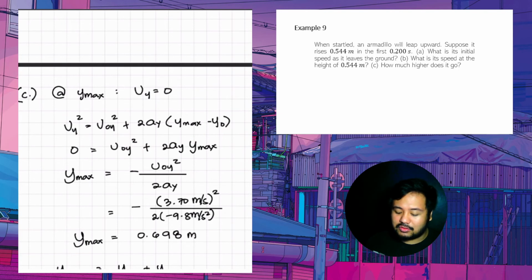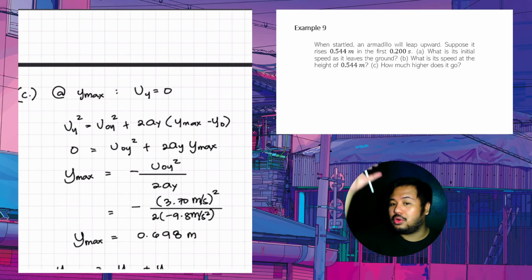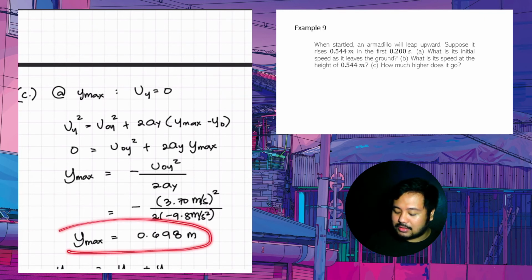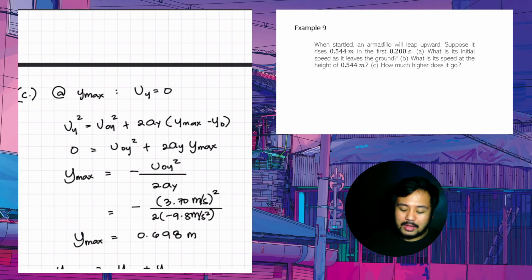So vy squared equal to v0y squared plus 2ay times y max minus y0. I'm analyzing it from point 0 going to the maximum height. Hence, I have here y0, wherein y0 from the ground is just equal to 0. This will just cancel out. So I have vy squared that is just equal to 0 because of maximum height. The speed is 0. So 0 equal to v0y squared plus 2ay times y max. So I have to solve for y max. I now got 0.698 meters. That's the maximum height that will be reached by our armadillo.